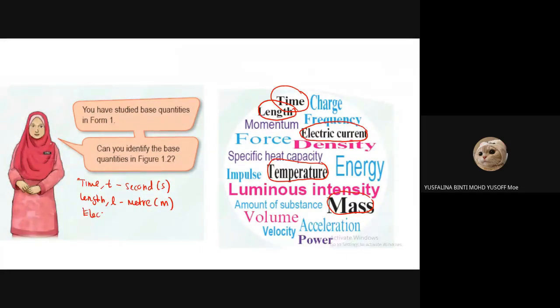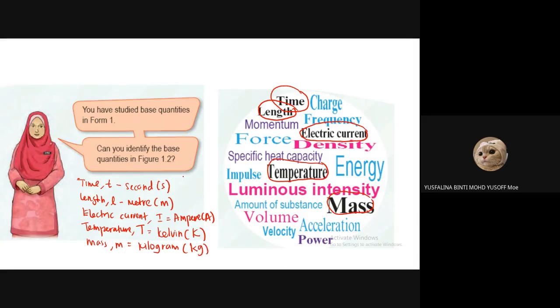And then electric current, the symbol is I, the unit is ampere, and the symbol is A. And then next one is temperature. The symbol is T. So you have to be careful: small letter and capital letter, it's very different, t and T. Different symbol, different meaning. And this is Kelvin, the symbol is K. And then the last one is mass. The symbol is m, the unit is kilogram, and the symbol for the unit is kg.